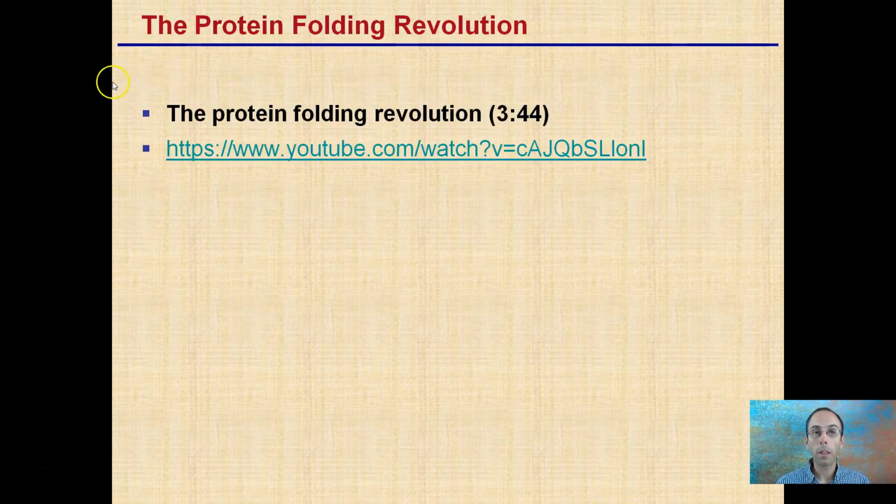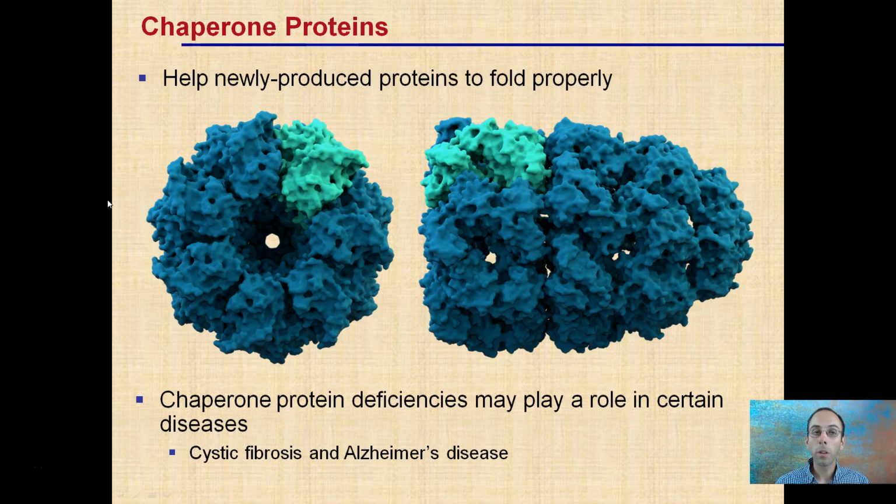So this is an interesting video here that helps you understand the importance of protein folding. And because protein folding does occur, we need to have a way to allow proteins or amino acids to fold properly. So to help newly produced proteins fold properly, we have something called chaperone proteins. And this is what they look like.